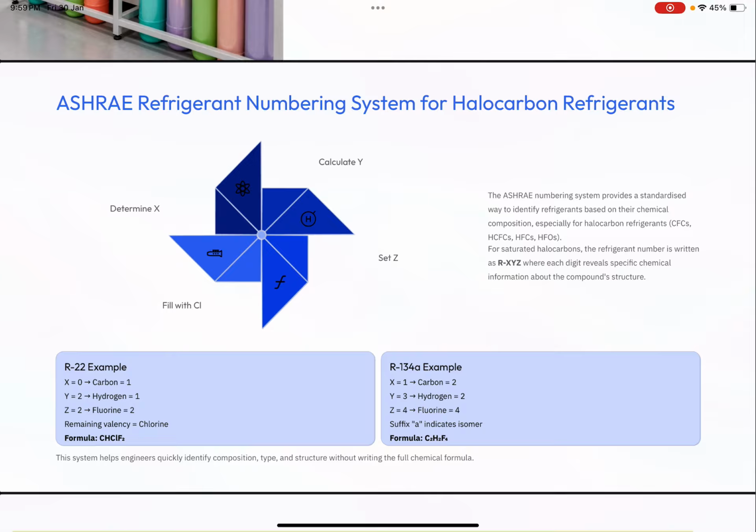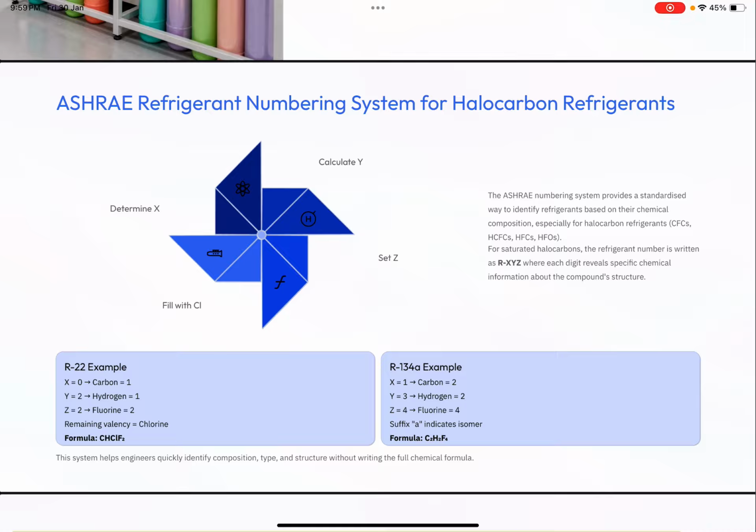So it means that R22 is 1 carbon, that is C, 1 hydrogen, that is H, 1 chlorine, that is Cl, and 2 fluorine, that is F2. So it is CHClF2. So R22 is CHClF2. This way, just by looking at the name R22, by the RXYZ rule we have obtained the chemical formula or the chemical composition of the refrigerant.